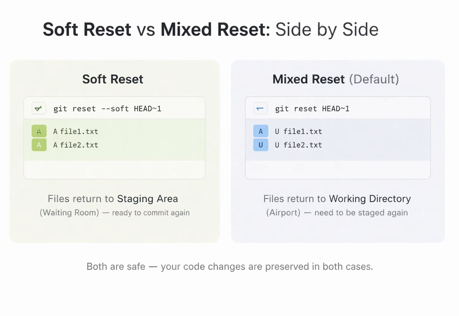Let's compare soft and mixed resets more clearly. With a soft reset, your commit is undone, but your files land back in the staging area. They're still ready to be committed again. You'll see them marked with A for added, meaning they're staged. With a mixed reset, which is the default when you don't specify a type, your commit is undone and your files are moved back to the working directory as untracked files. You'll see them marked with U. In both cases, your actual code changes are safe. Nothing is deleted. The difference is just where in the workflow your files end up. Both are recoverable situations. You can restage and recommit whenever you're ready.